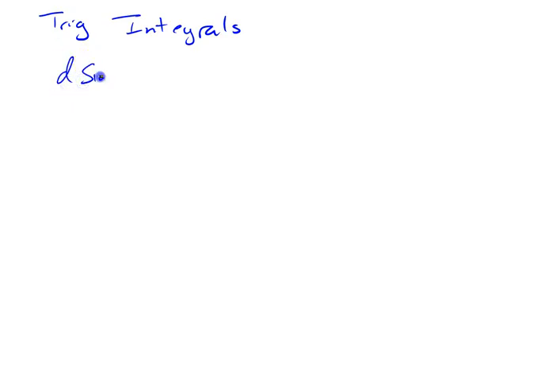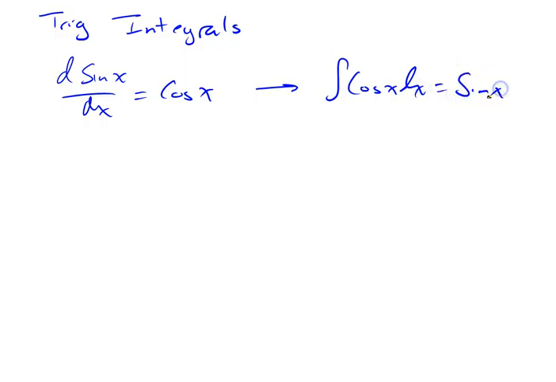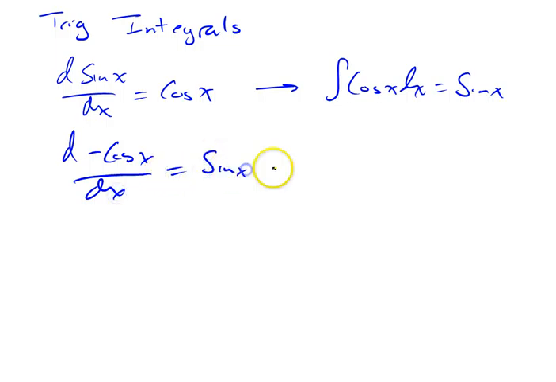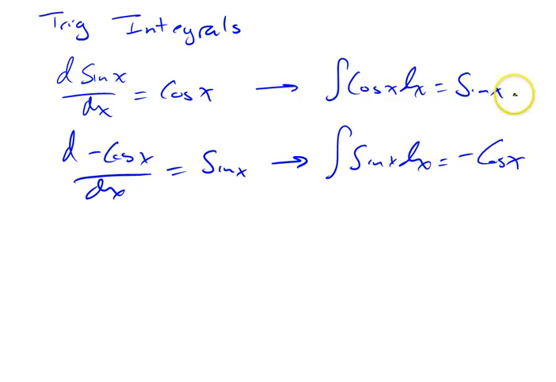In fact, we know that the derivative of sine x is cosine x. So now in Calc 2, we know that the antiderivative of cosine x is equal to sine x. And likewise, the derivative of minus cosine x is the positive sine x. And so now we can write down that the integral of sine x dx is minus cosine x. I neglected to put a plus c there, and of course I need one here as well.